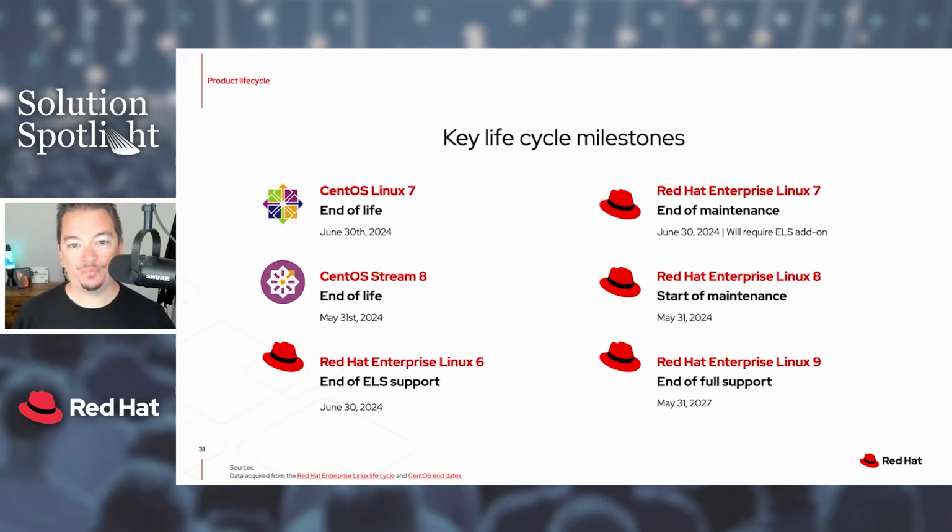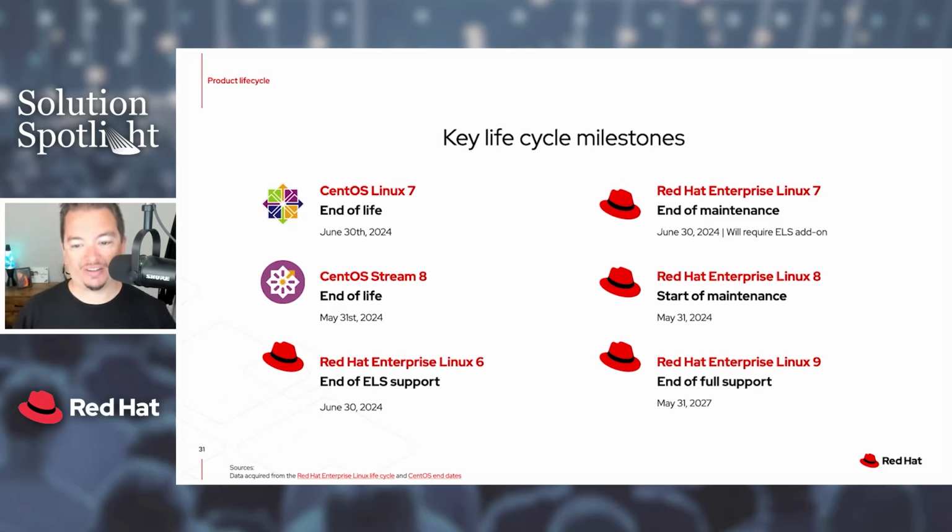But the good news is, if you're looking to deploy a brand new workload that you want to run for a number of years, you can go to RHEL 9 because it will be in full support still until May 31st of 2027. Now, what does that look like? Obviously, CentOS Linux 7, we've known about for a while, going end of life. CentOS Stream 8 is gone end of build.